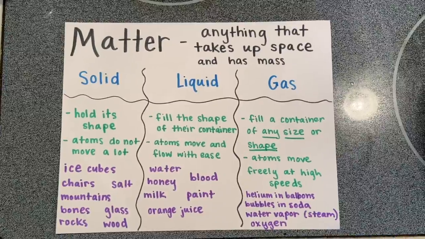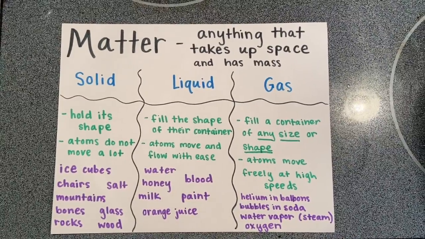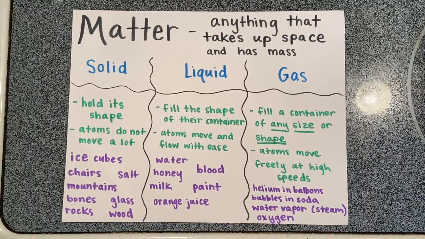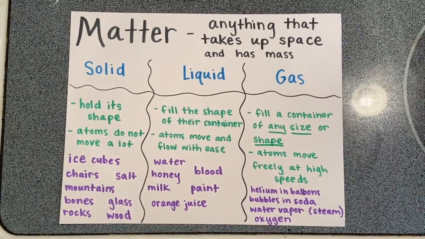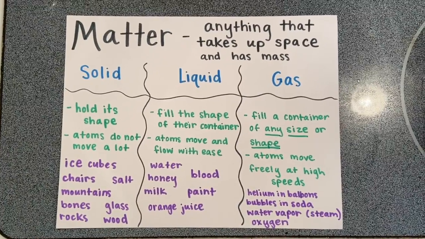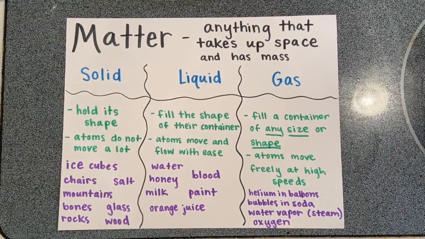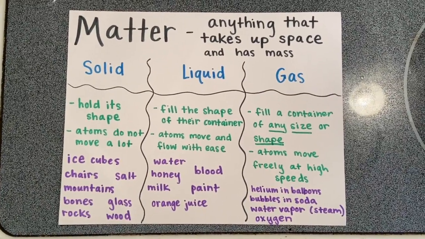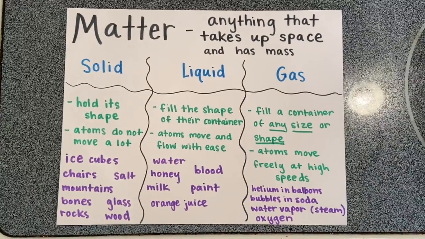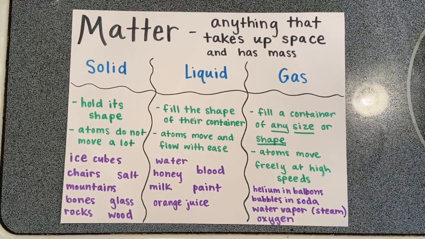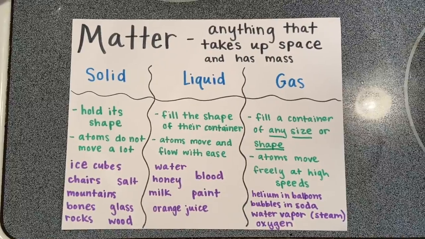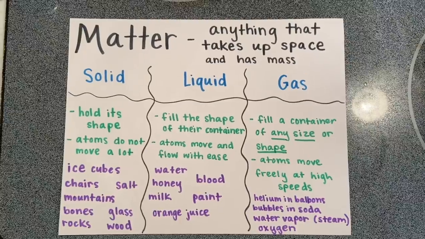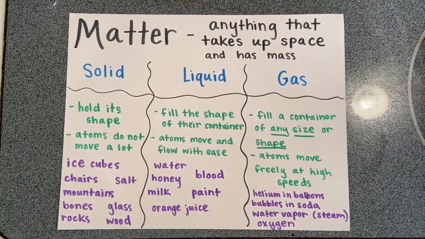And then we've got liquid. So liquids can fill the shape of their container. So if you pour some water in a cup, it fills the shape of the container. The atoms move a little bit more than a solid. They flow with ease. So when you pour out a water pitcher into your water glass, that flows really easily into your cup. Examples are water, honey, milk, orange juice, blood, and paint. So these atoms or particles, they flow with ease.